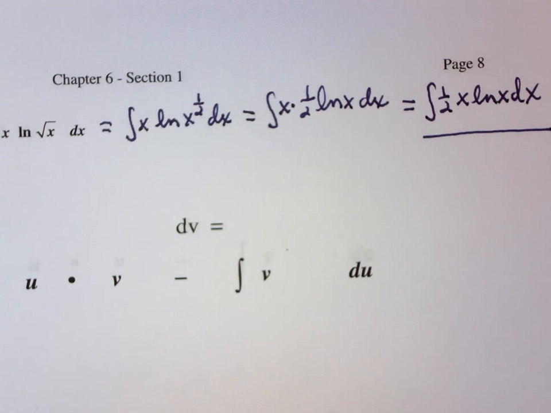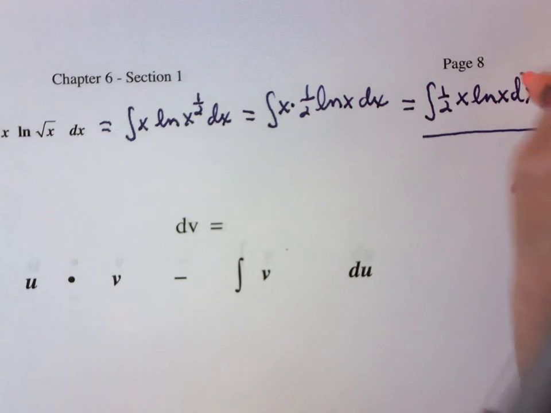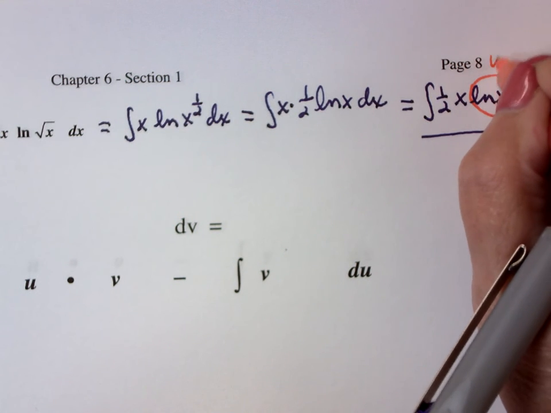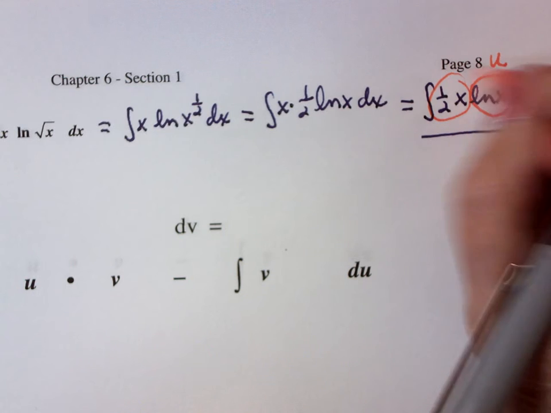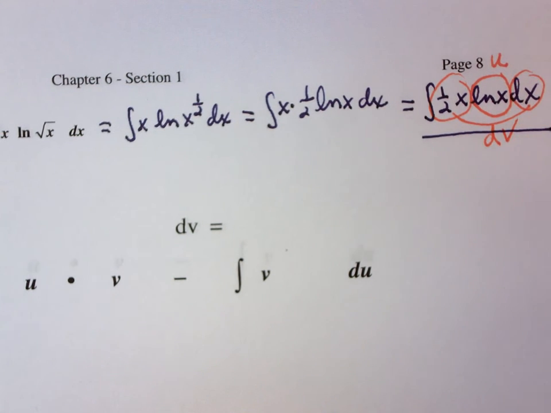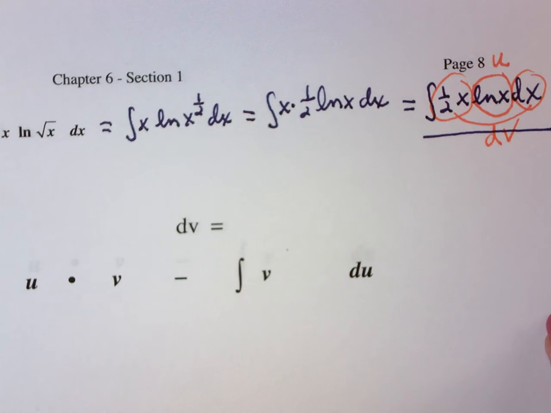What's this the case of? Who do I need to get rid of? Natural log. It's a case of disappearing function. So I'm going to differentiate natural log. And that means I'm going to integrate 1/2 x dx.